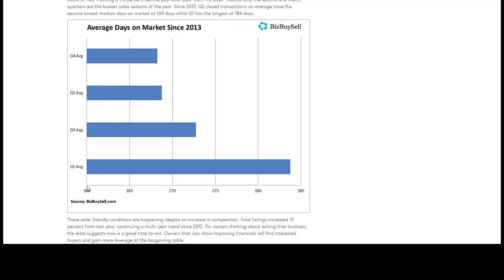Obviously, the x-axis doesn't go to zero here, so it's kind of a misleading appearance. I think the most important thing that you can tell from this is that on the whole, businesses were on the market for about 6 months, roughly 180 days.